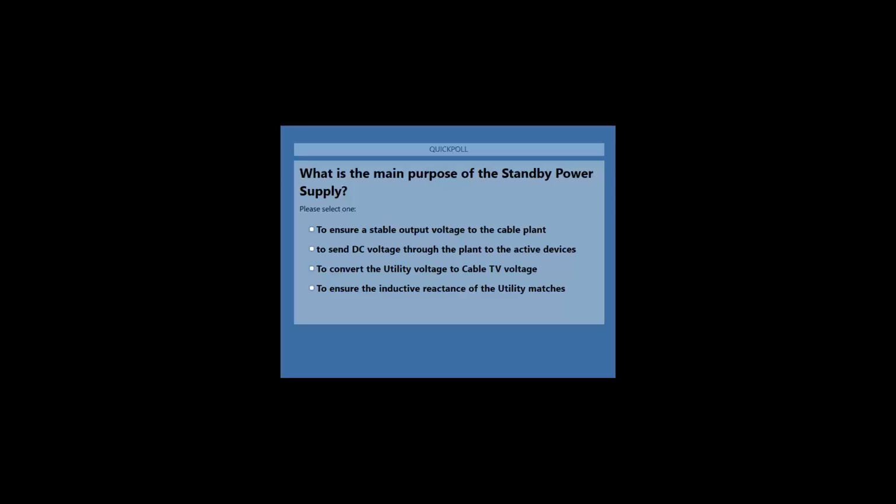So the question is, what is the main purpose of a standby power supply? You have 4 options. 1, to ensure a stable output voltage to the cable plant. 2, to send DC voltage through the plant to active devices. 3, to convert utility voltage to cable TV voltages. And 4, to ensure the inductive reactance of the utility matches.